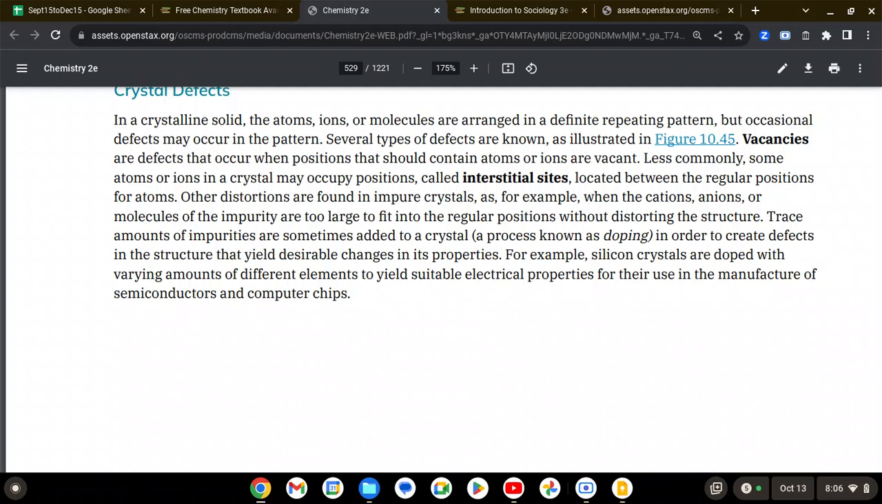Trace amounts of impurities are sometimes added to a crystal, a process known as doping, in order to create defects in the structure that yield desirable changes in its properties. For example, silicon crystals are doped with varying amounts of different elements to yield suitable electrical properties for their use in the manufacture of semiconductors and computer chips.